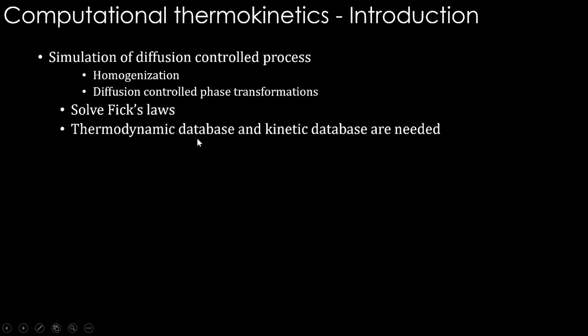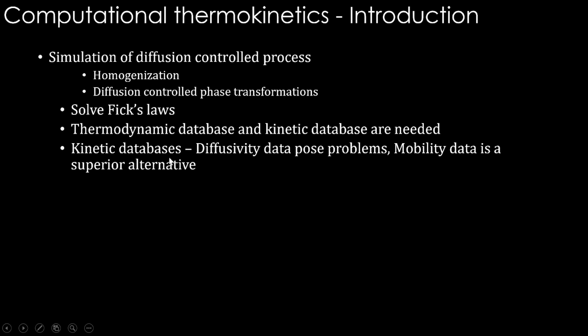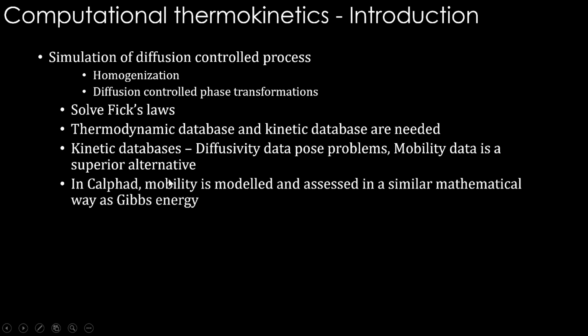Thermodynamic database is what we have used for all the thermodynamic calculations that we have done. So you know quite well about this. We will see more about the kinetic database today. While using these kinetic databases, we'll be using mobility instead of diffusivity, because diffusivity data pose problems. We'll see about such problems. And mobility data is a superior alternative. Okay. In CALPHAD, mobility is modeled and assessed in a similar mathematical way as Gibbs energy. This is one of the biggest advantages of mobility.